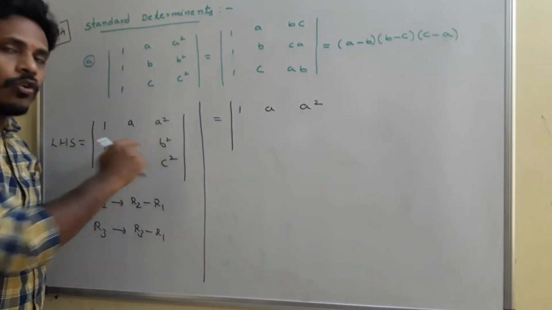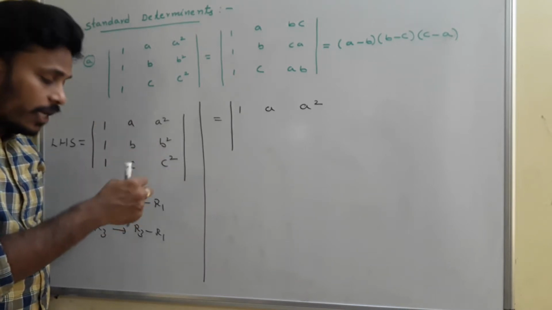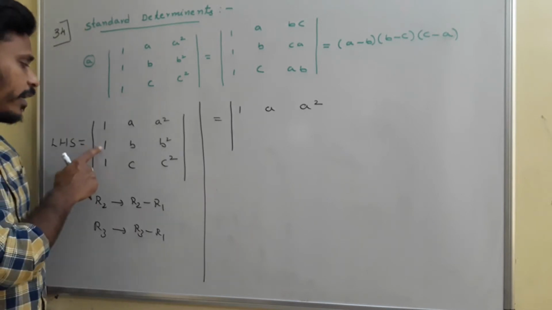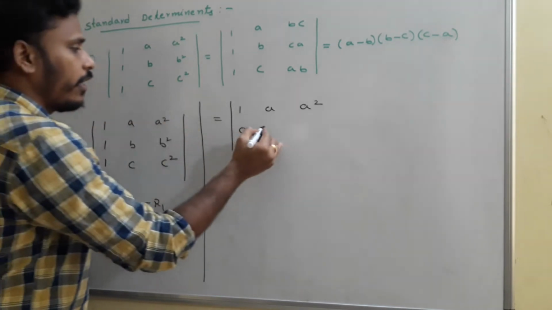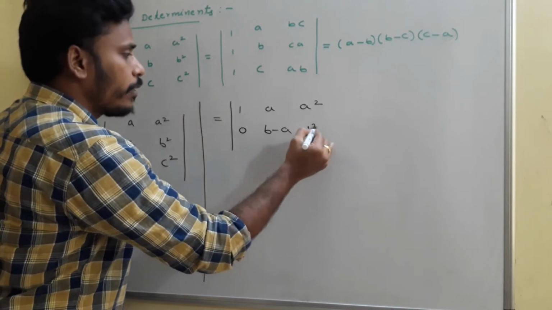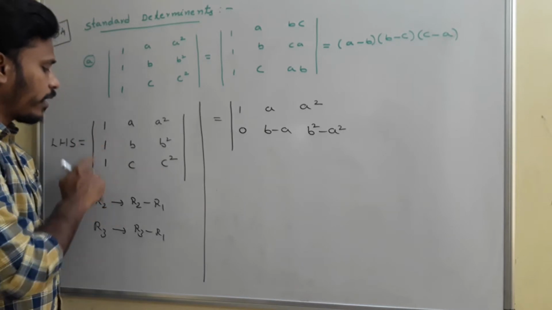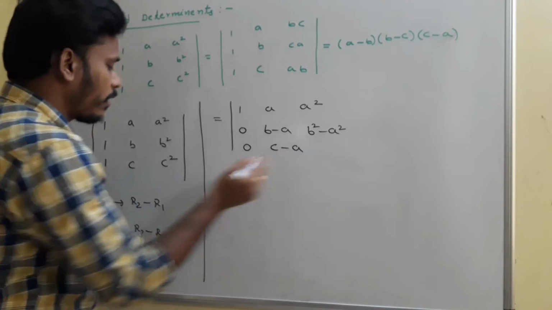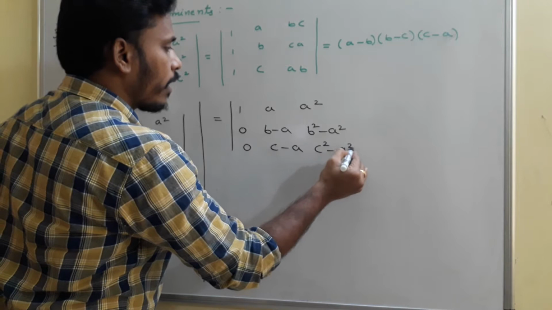Whereas coming to the second row, you need to replace these elements of the second row by the newly formed elements with this operation R2 minus R1. Here it is 1 and there it is 1. 1 minus 1 is 0 and b minus a. And then here it is b square, there it is a square. So this is b square minus a square. Whereas coming to the third row, again 1 minus 1, 0, and c minus a, and c square minus a square.